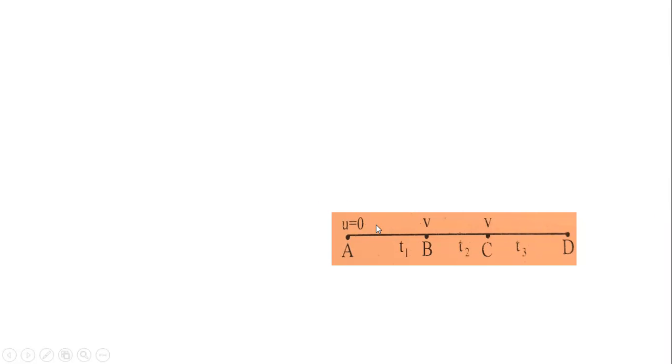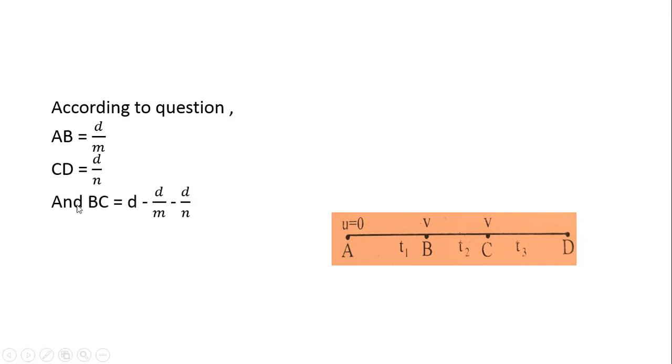Now we use this figure. According to the question, AB equal to d by m, CD equal to d by n, BC equal to d minus d by m minus d by n.